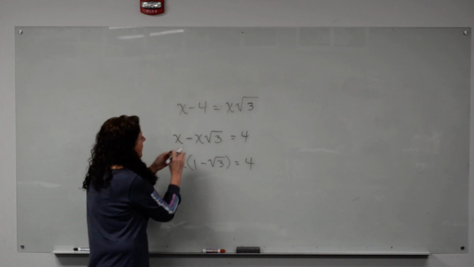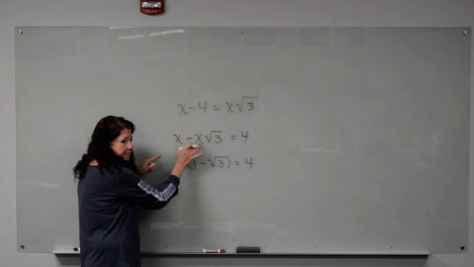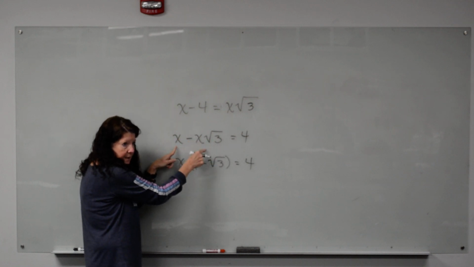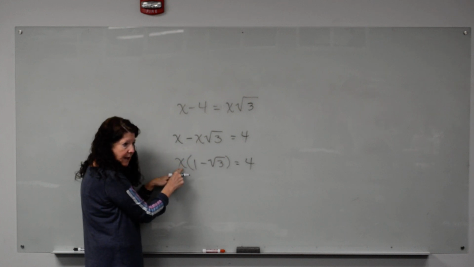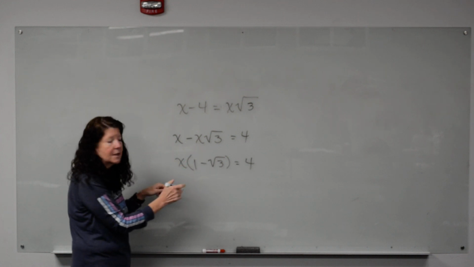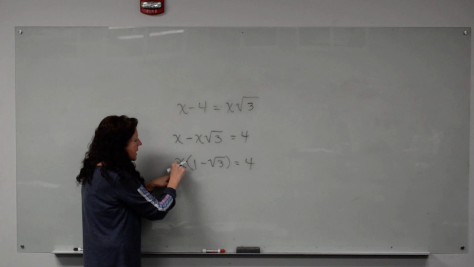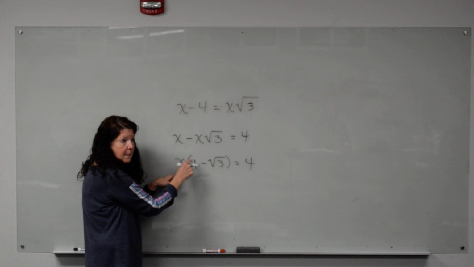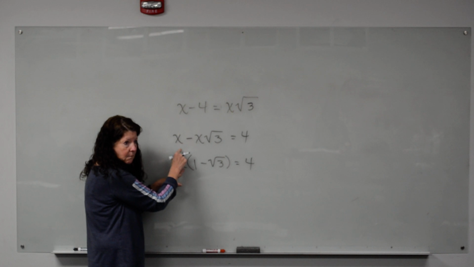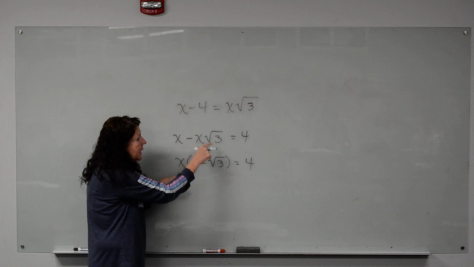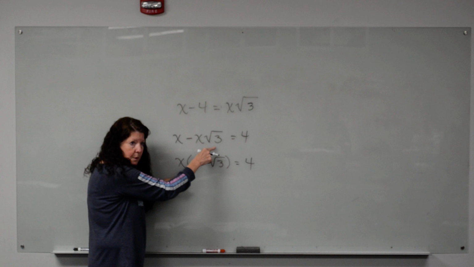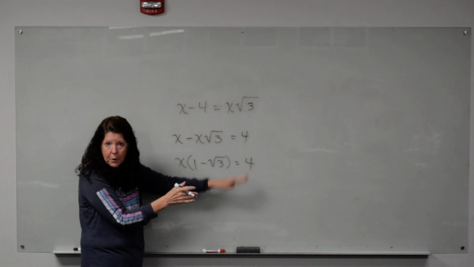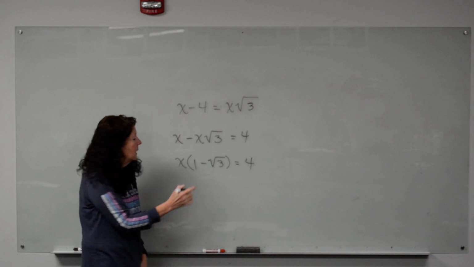Okay. Then I look at, this is a binomial. What they have in common is an x. They both have an x in it. So I pull the x on the outside, and then I do the opposite of distributive property. This times this gives me this. X times 1 gives me x, right? X times the square root of 3 gives me x on the square root of 3. Okay, and I just kept bringing the 4 down. I didn't do anything to it.